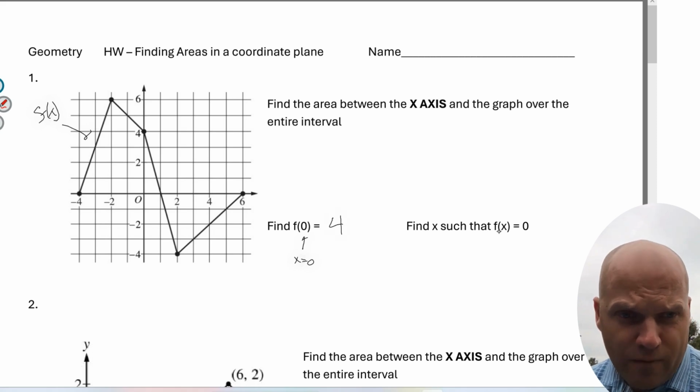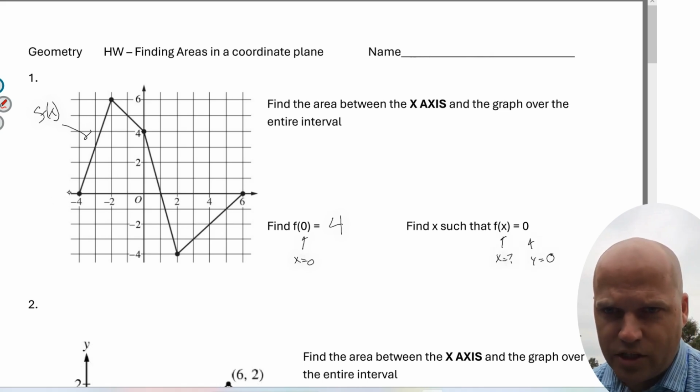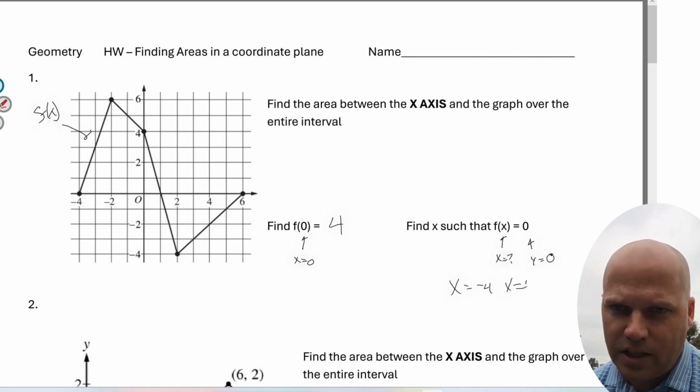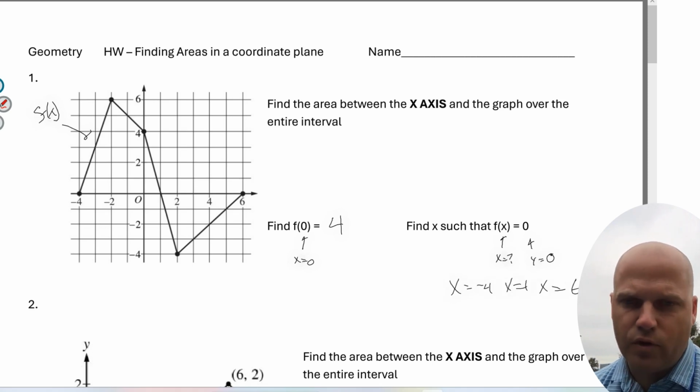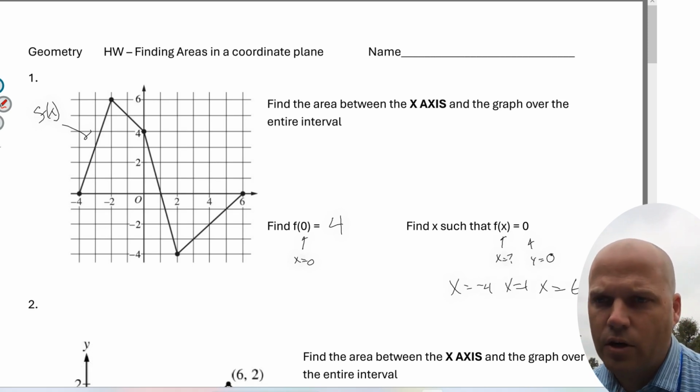And then if f of x equals 0, the question is, what is the x value when the y coordinate is 0? Okay, and it's very easy. You just look at when y is 0, and you can see I got x equals -4, x equals 1, and x equals 6. Just good review of function notation and in the graph. And then the other question is, what is the area?